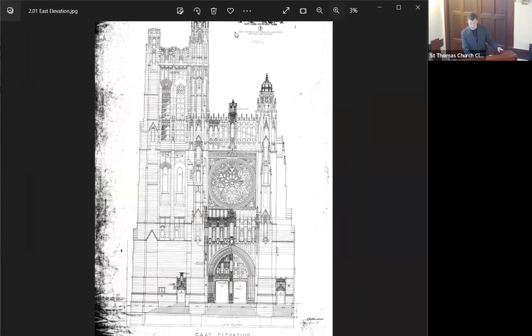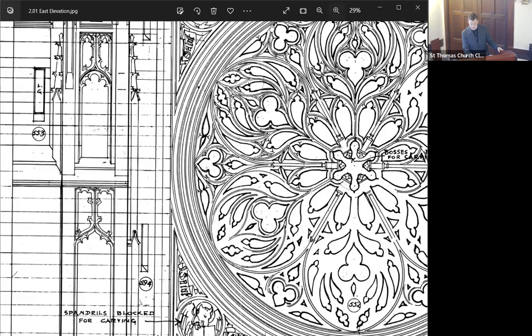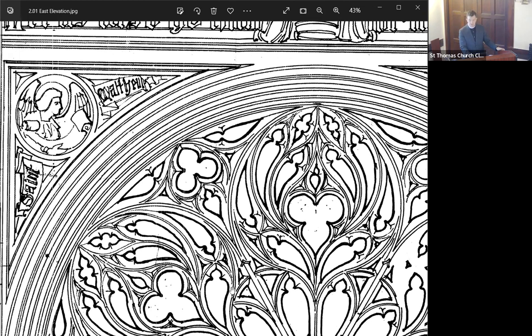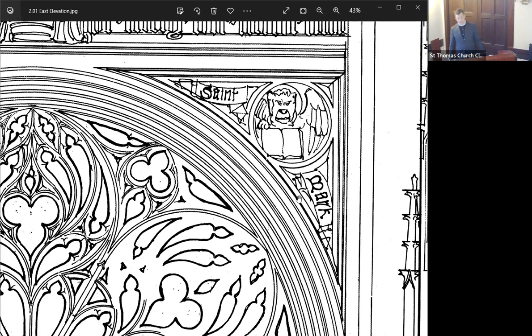Here's the drawing. Let's look carefully, and we'll see that they had considered something a bit more traditional, where they had an angel with a halo holding a scroll. And then on the scroll is St. Matthew. That's the typical image of St. Matthew the Evangelist, an angel, a winged man. And then, look, here's St. Mark. It's a winged lion with a halo around his head, holding a book, much more traditional.